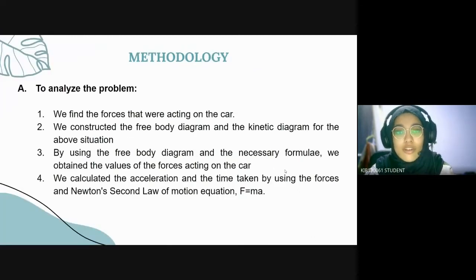Next is the methodology on how we solve these problems. First, we analyze the problem. The steps are: first, we find the forces that were acting on the car. Second, we construct the free body diagram and the kinetic diagram for the above situation. Third, by using the free body diagram and the necessary formulae, we obtain the values of the forces acting on the car. Last, we calculate the acceleration and the time taken by using the forces and Newton's second law of motion equation, which is F equals ma.